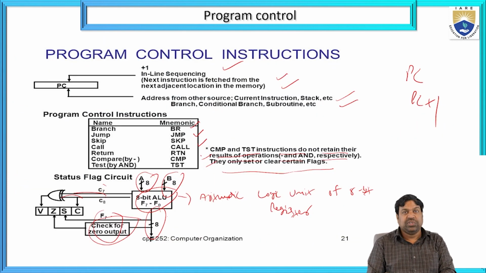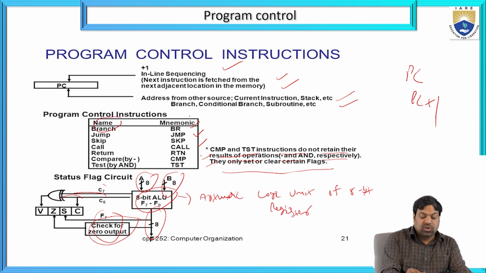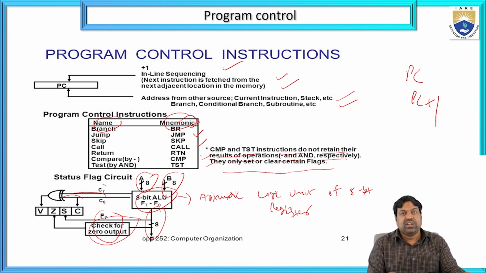and it's a program control instructions PC. If it is PC plus one, it is going to the inline sequencing, and it is address from source to another, current instruction stack, etc. Branch, conditional branch, subroutines, and some program control with mnemonic codes are there. That is a branch BR, jump JMP, skip SKP, call CALL, return, compare, and test by and. So here compare and test instructions do not retain their results of operations. They only set or clear certain flags.